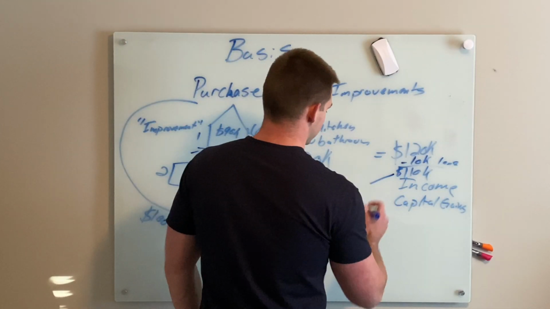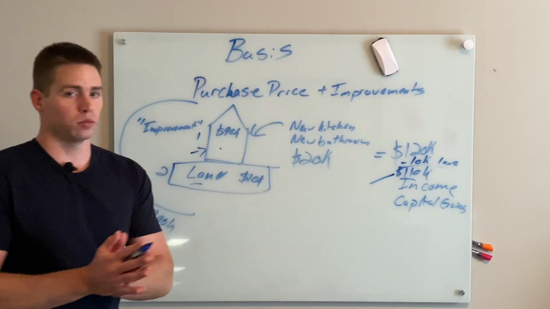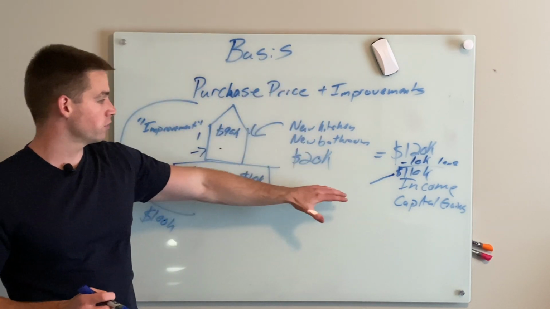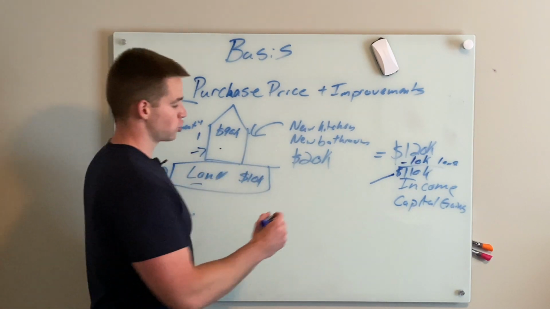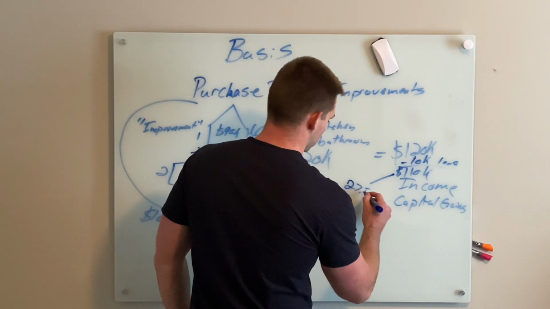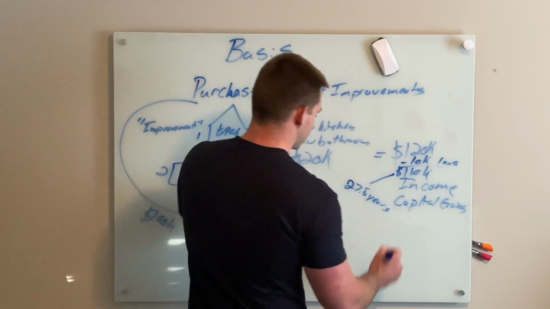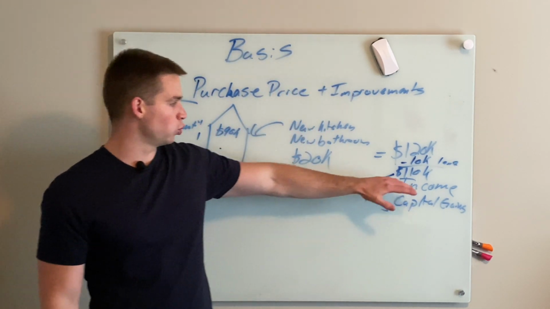Now, here's what this looks like. So we have $110,000 depreciation. Normally, we can take this amount for residential properties over 27 and a half years. Okay? So 27 and a half years is how much that we can take this out.